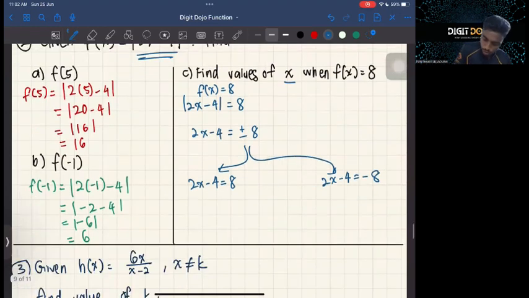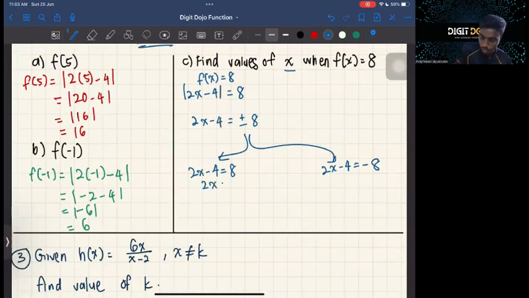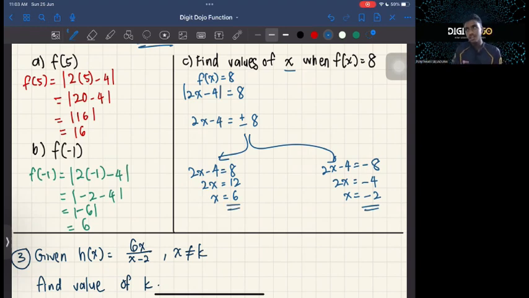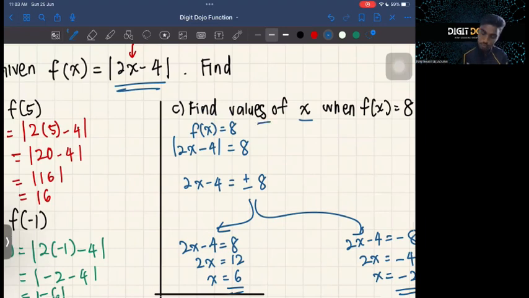Okay. 2x minus 4 equals 8. 2x is 12, 8 plus 4, 12. And x is 6. Here, 2x is equal to negative 8 plus 4, negative 4. And your x would be negative 2. So there are two values. And in your exam, they will surely give this one. You have to take note. Values. They will give values. So you have the idea.